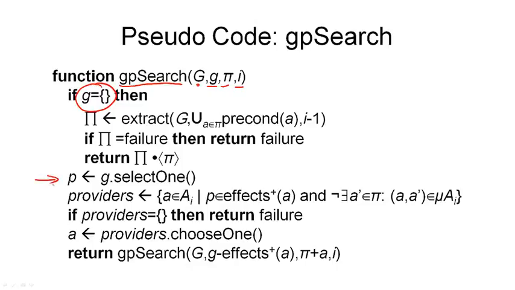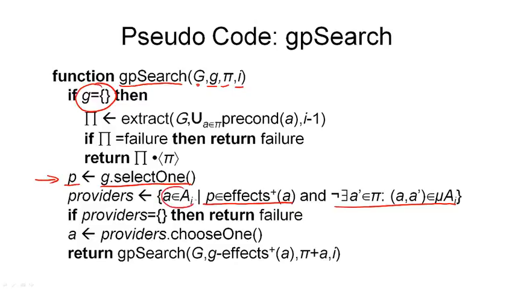First, I will look at the case where G contains sub-goals that we need to achieve in layer Pi. And if this is the case, then we select one of those goals, and this is denoted by the proposition P here. And then the next step is we use the positive effect links to choose a provider for this proposition. And a provider must be, as I just said, a positive effect, but it also cannot be mutually exclusive with an action that we've already chosen in our set pi. So this says there must not exist an action A prime in our set pi such that A and A prime are mutually exclusive in action layer AI.